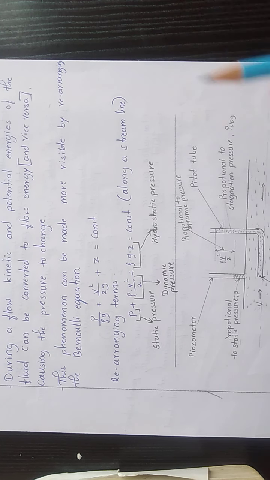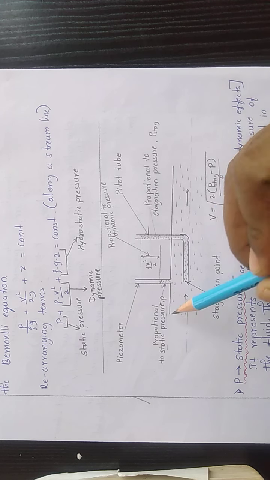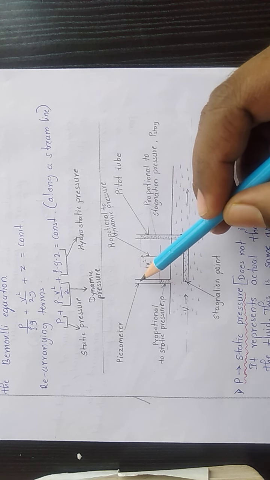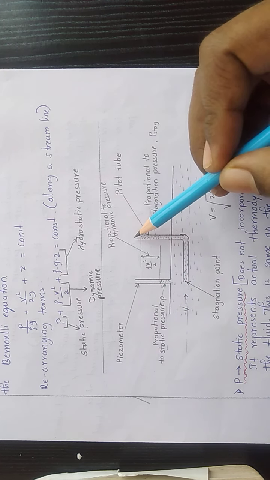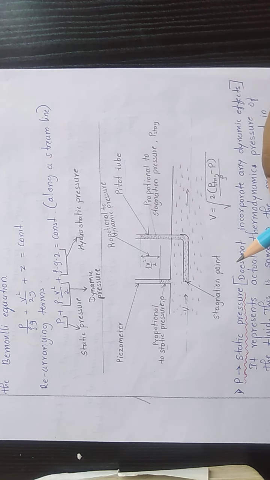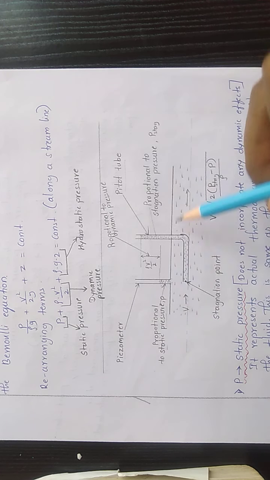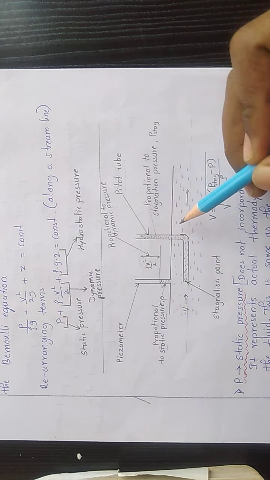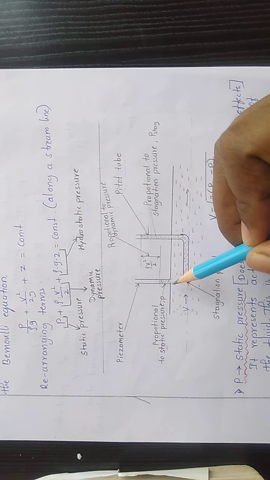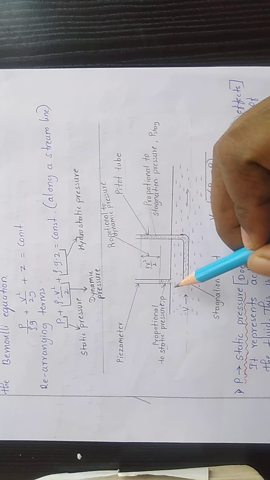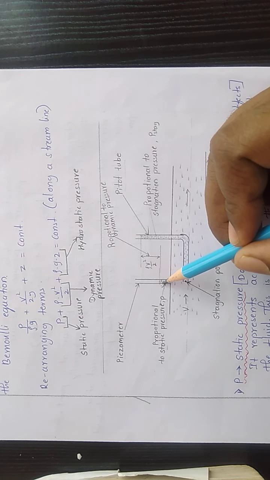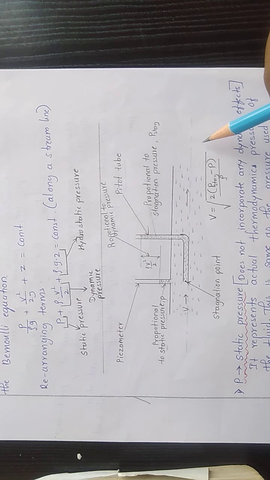Now look at the sketch. There is a pipe. I have fixed a small pipe, which we call a piezometer, and I have put an L-shaped pipe, which we call a pitot tube. Now when the fluid is flowing, this fluid has some pressure energy, so there is a rise in the level of the fluid in the piezometer. This rise in level we call static pressure.